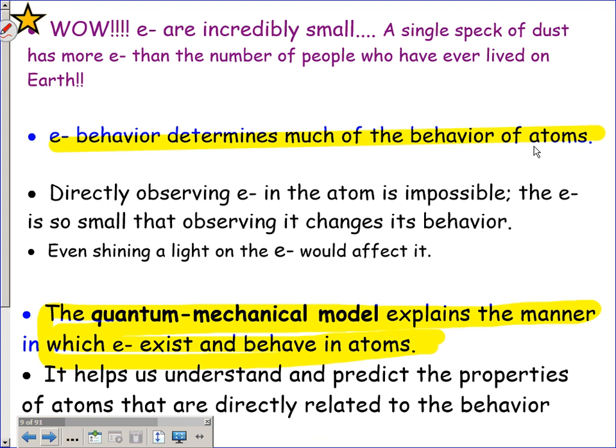You guys can read this. We're going to move on. Wow. That's all I'm going to read to you. The highlighted stuff's the most important.